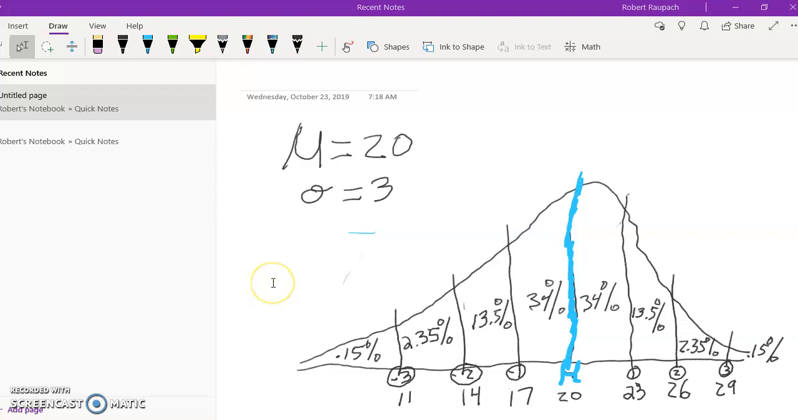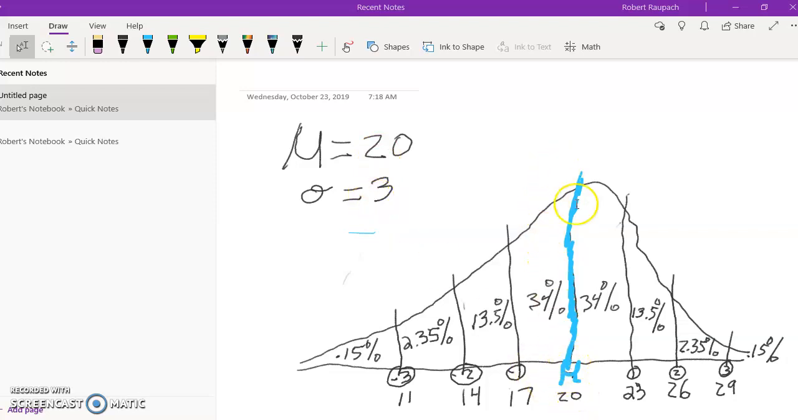Okay, this explains how to use the empirical rule. This chart here is the standard chart. The mean goes in the middle. We're going to just pick a simple problem to do simple math. The mean is 20 and the standard deviation is 3.